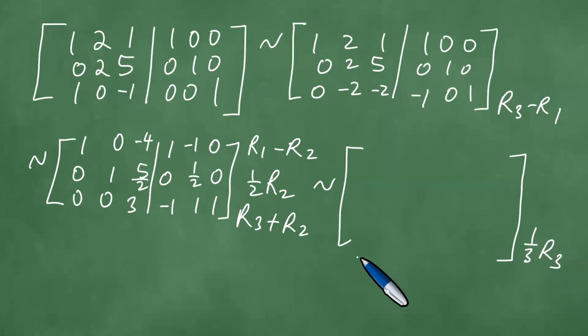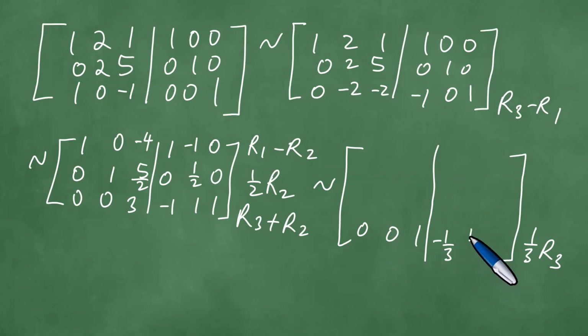One third of row 3, so it's 0, 0, 1, minus 1/3, 1/3, 1/3. Yeah, like I said, the dominant one is easier. The least is the most involving, but also the intermediate is involving. We saw that last time.